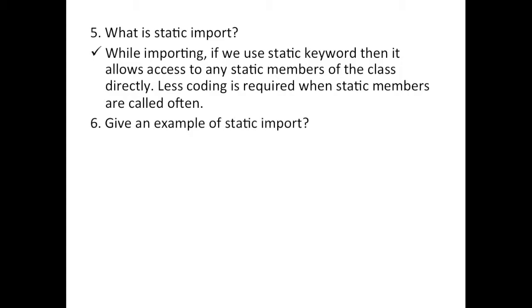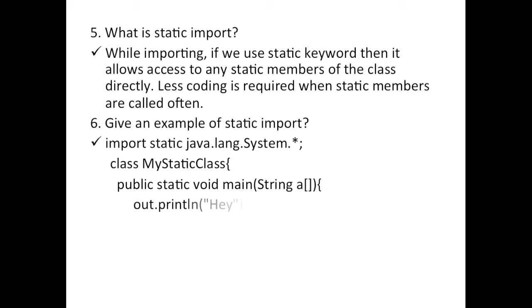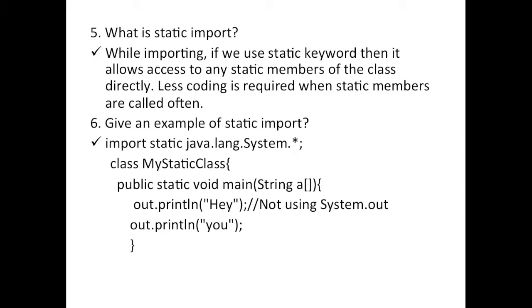Give an example of static import. Import static java.lang.System.*. Class MyStaticClass. Public static void main(String[] a): out.println. So notice over here we are not using System.out.println. Instead of that we are using out.println because we have made use of static import.